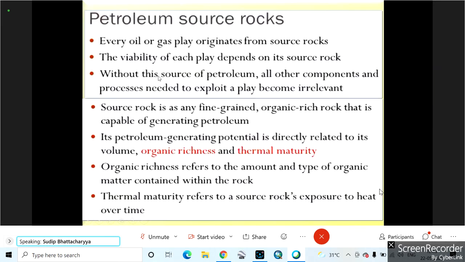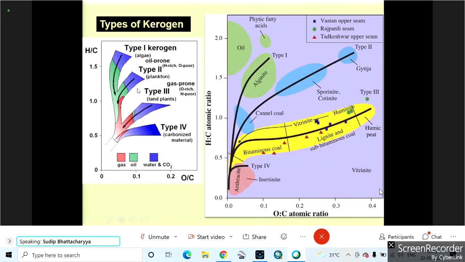Here in type 3, it is from the land part. So it is absolutely about your solid fossil fuel. So it is coal and lignite like that.